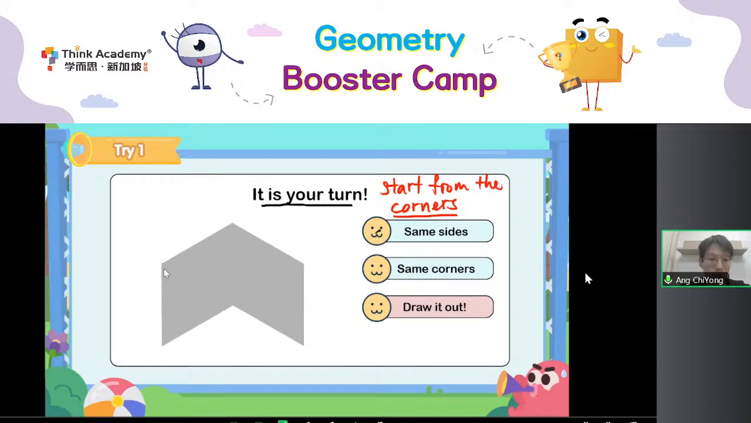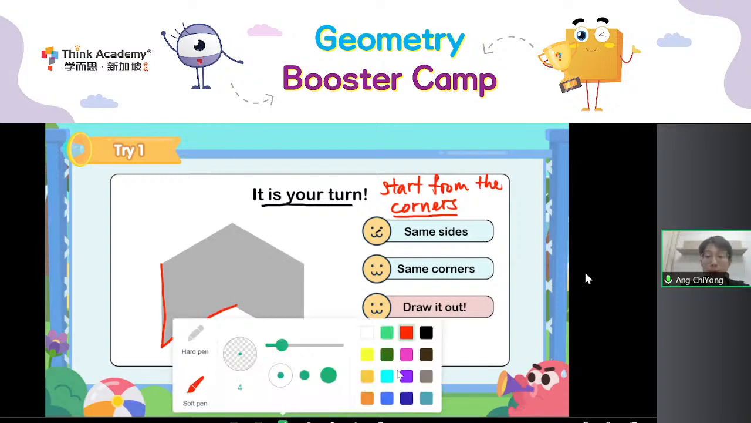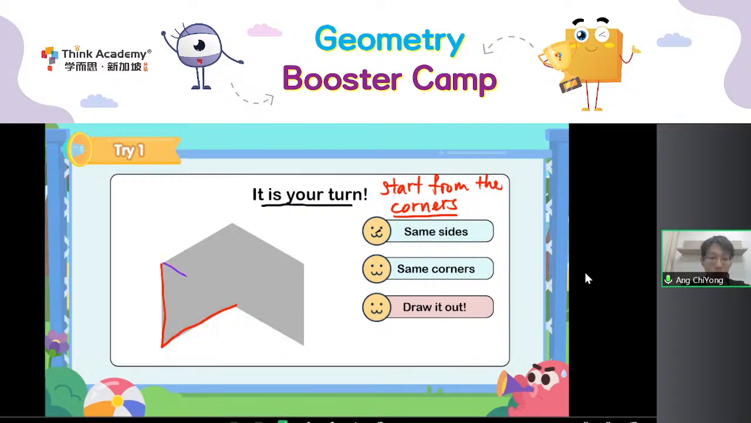Let me show you. First part. This is my first corner. Do I need one more side for a triangle? Yes, I do. Let me use my purple line. And I managed to find a triangle already. Good job to me.